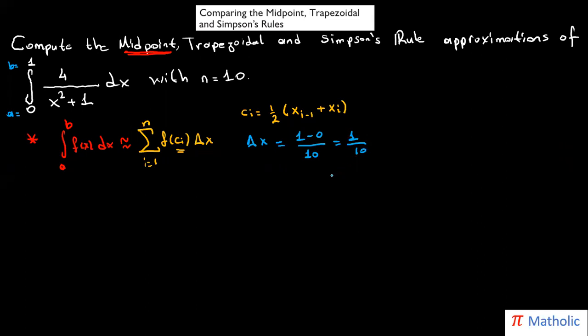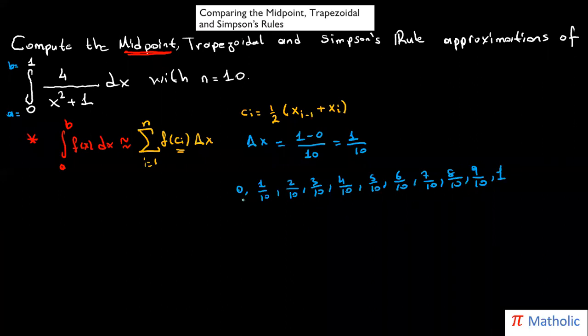1 over 10. So we're going to start from 0, right? Then next is going to be 1 over 10, then 2 over 10, which is 1 over 5, 3 over 10, 4 over 10, which is 2 over 5. It keeps going like this, right? 5 over 10, 6 over 10, 7 over 10, 8, 9, and 10 over 10, which is 1.